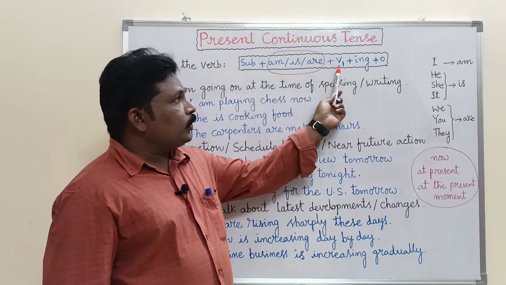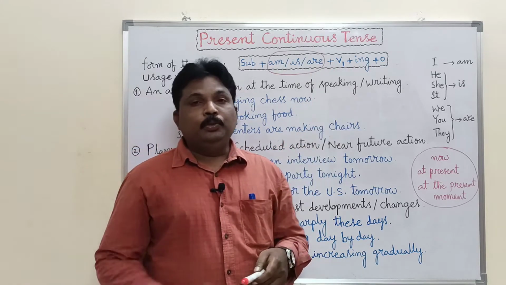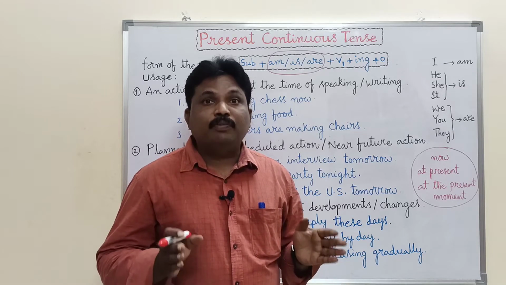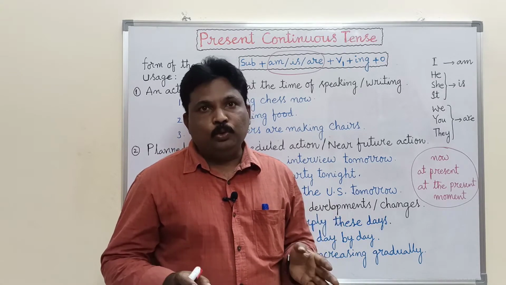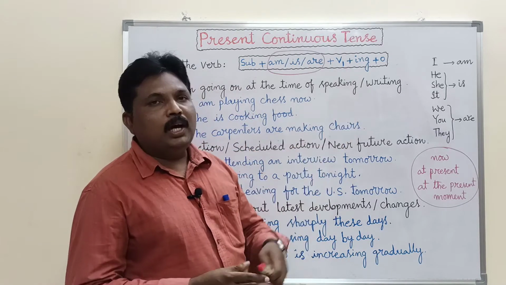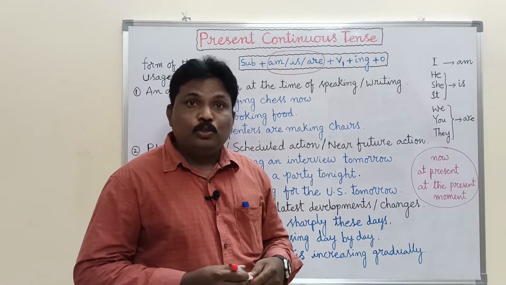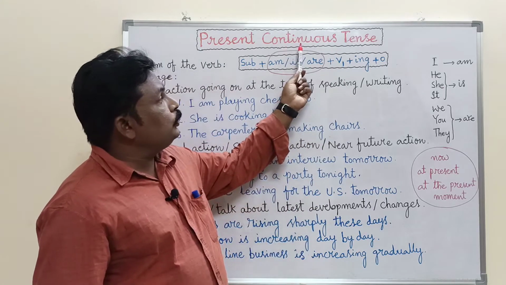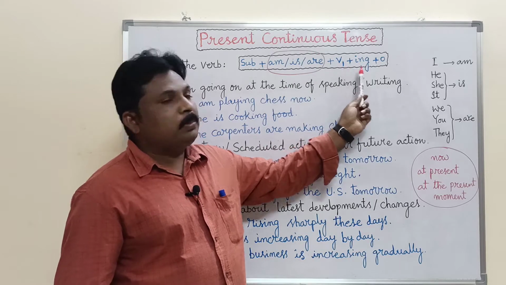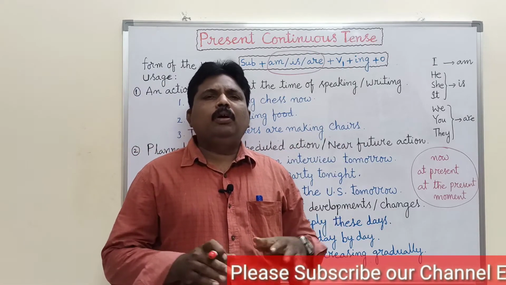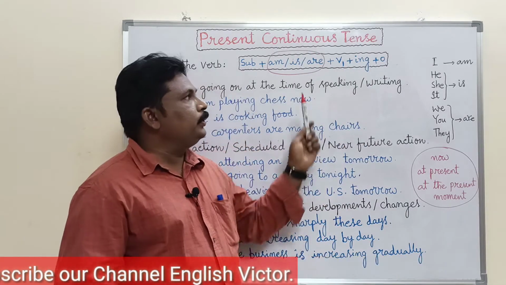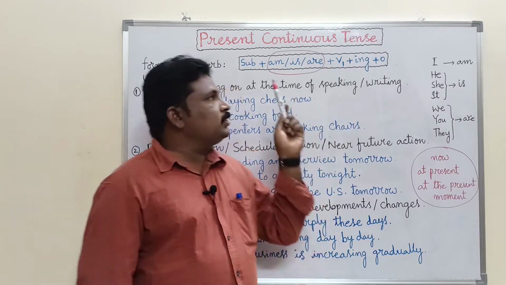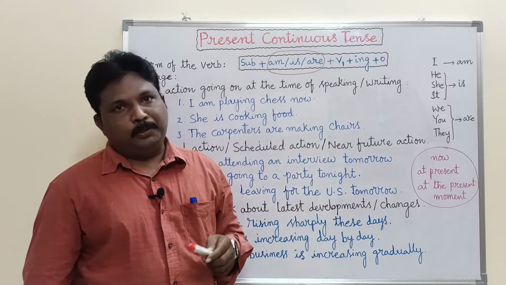And next, v1 plus ing form. You remember, ing is added only to v1, that is the first form of the verb or the root verb. Ing is generally not attached to v2 or v3. So remember, if it is a continuous tense, there must be v1 plus ing. In all continuous tenses, we find the verb's first form followed by ing. So this is the structure of present continuous tense.